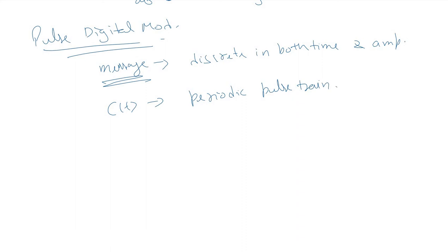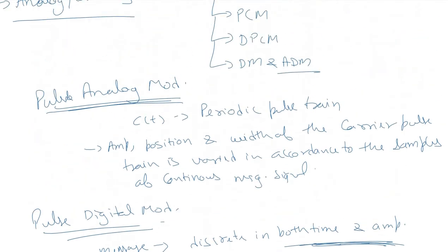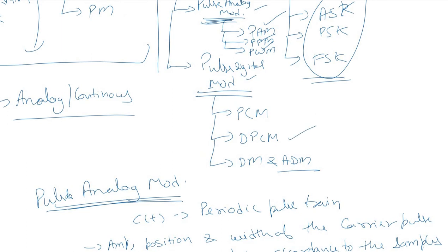So we can say that in digital pulse modulation, the message signal is represented in a form that is discrete in both time and amplitude, thus enabling it to be transmitted as a sequence of coded pulses. So this carrier signal, which is a periodic pulse train, will now be a sequence of coded pulses in accordance with the discrete or digital message signal, right? So this type of modulation is known as pulse code modulation. Okay, and further types, that is DPCM and delta modulation, these are nothing but variants of pulse code modulation.